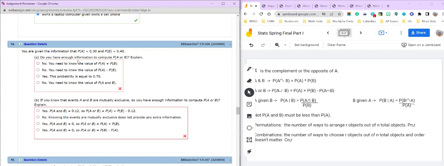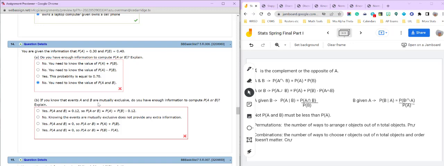Okay. You are given the information probability of A equals 0.3 and probability of B equals 0.4. Do you have information to compute probability of A or B? Well, technically, probability of A or B is probability of A plus probability of B minus the probability of A and B. So we need to know that value. If we know they're exclusive, then this is 0, and we can just add them. So we'd say it's 0.3 plus 0.4, so A or B should be 0.7, right?